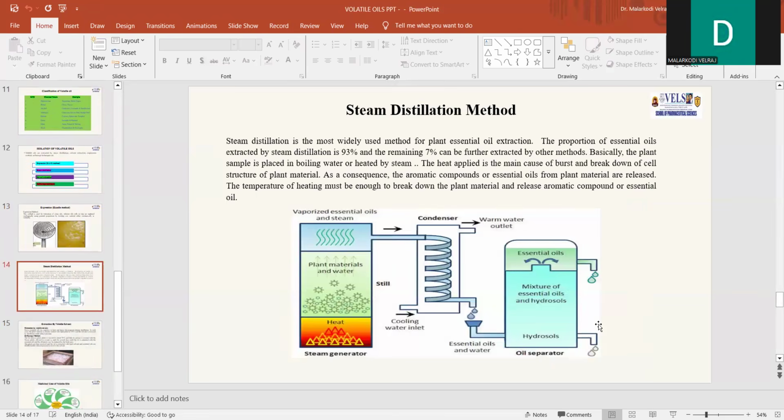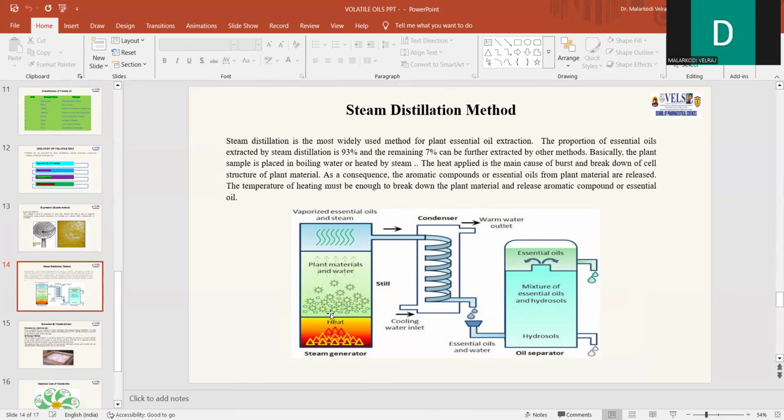Steam distillation method. Steam distillation is the widely used method for plant oil extraction. The proportion of the essential oil extracted by means of steam distillation is 93%, and the remaining 7% can be further extracted by means of other methods.